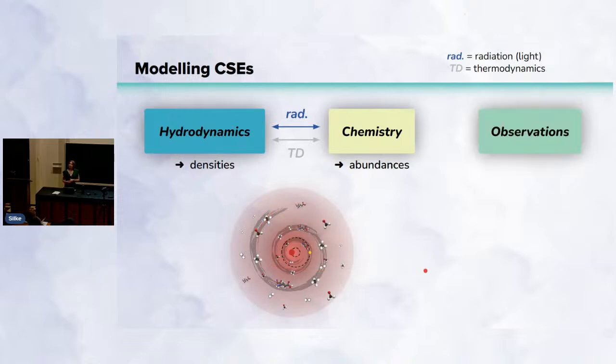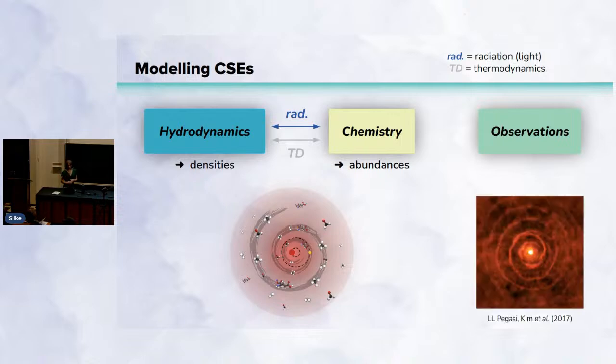Now, what we want to model in the end is, of course, the observations. So an observation might be like this. This is an observation of an HB star, LL Pegasi. And so again, the HB star is located here in the very center. And in this case, we see this nice spiral pattern. And we want to be able to model such an observation.